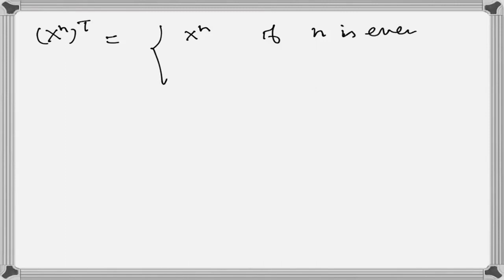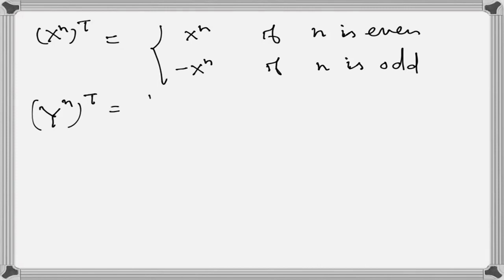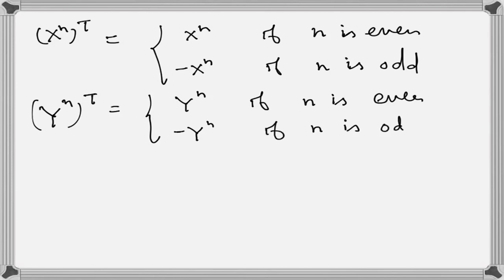So this means X to the power n transpose will be equal to X to the power n if n is even, and this is minus X to the power n if n is odd. So the same thing is true for Y, because Y is also skew symmetric. So Y to the power n transpose is equal to Y to the power n if n is even. This is minus Y to the power n if n is odd.